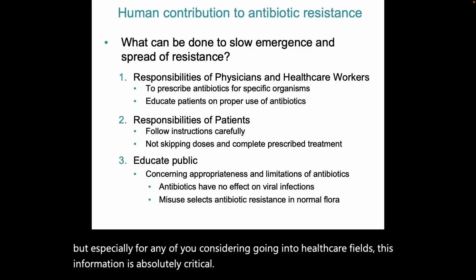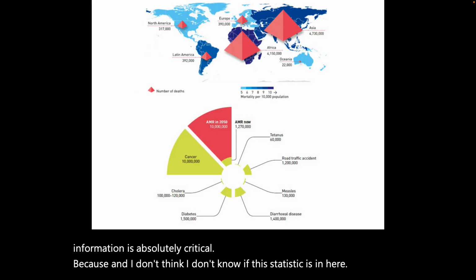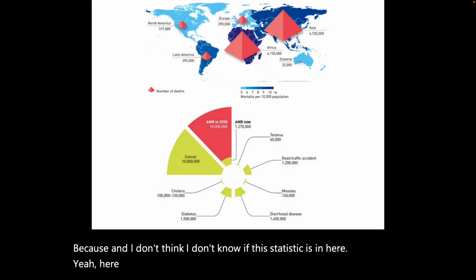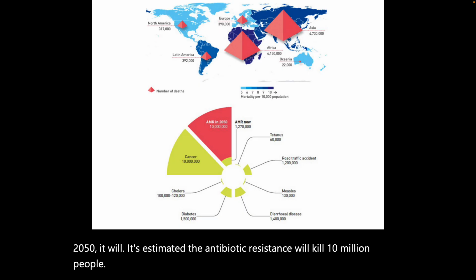Because, and I don't know if this statistic is in here. Oh, yeah, here: if we can't address this issue of antibiotic resistance by 2050, it's estimated that antibiotic resistance will kill 10 million people a year. That's how many people cancer kills every year. So it'll be just as bad as cancer.